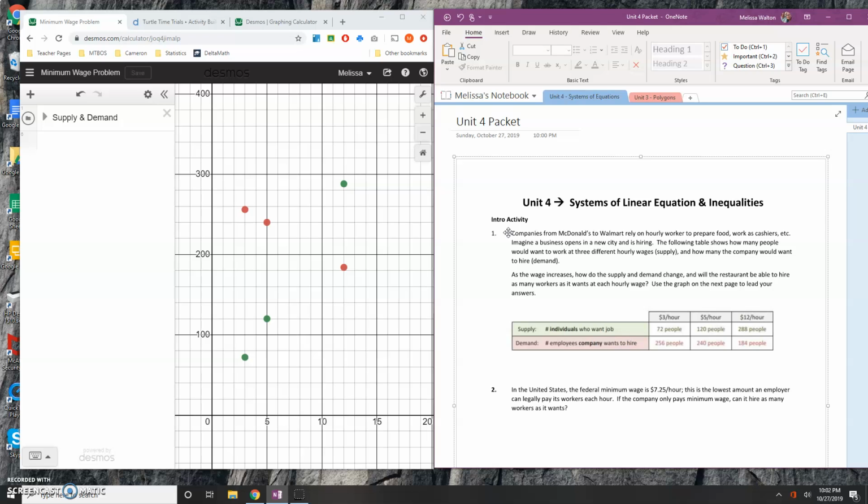So we've got 2 different things going on here. First off, let's talk about the different wages. $3 an hour. There's probably not going to be a lot of people that want to work for $3 an hour. That is just not sustainable. So in this case, at $3 an hour, only 72 people want to work there. Let's bump that up, $5 an hour. Well, $5 an hour, 120 people want to work. More people are willing to work. $12 an hour, even higher. That is at 288. And sure enough, as your wage increases, the number of people who would want to work there is probably going to go up.